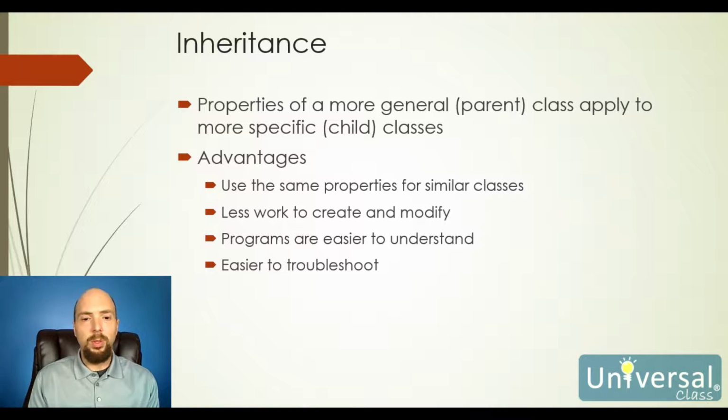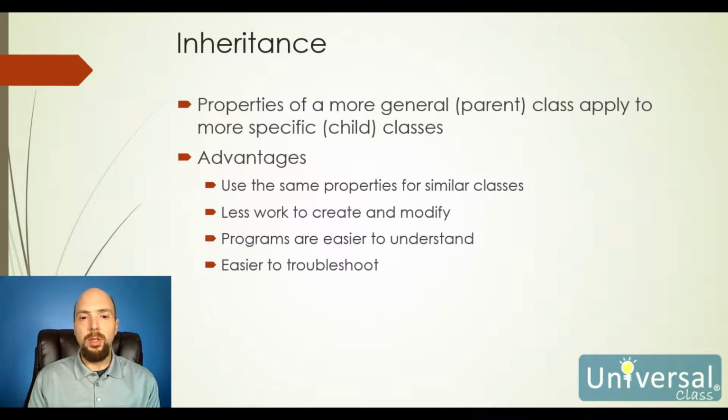But then they're going to override some of the methods and some of the properties of the parent class. So while a convertible has a top, it's going to have a type of top that can be removed. And while an automobile has a cargo area, it may be that a car has a trunk and a pickup truck has a bed.